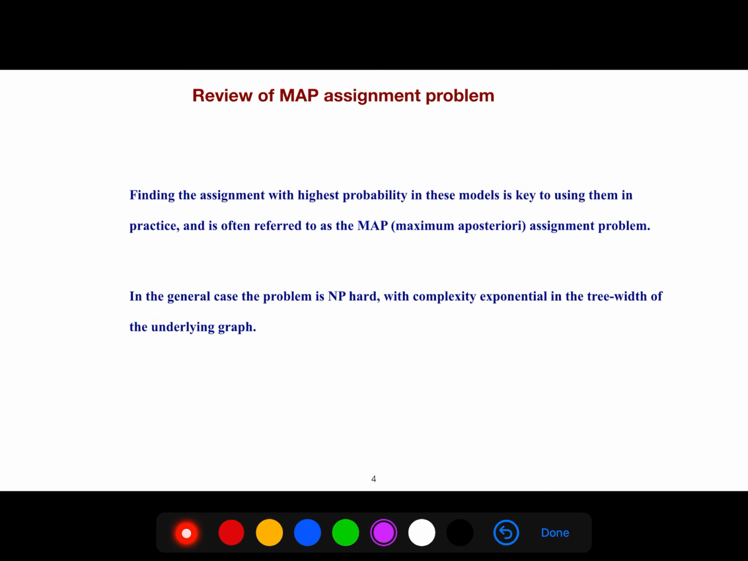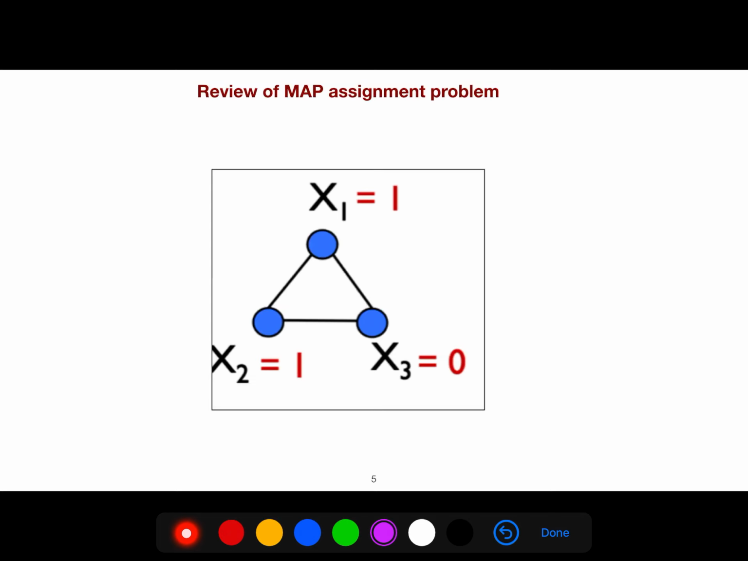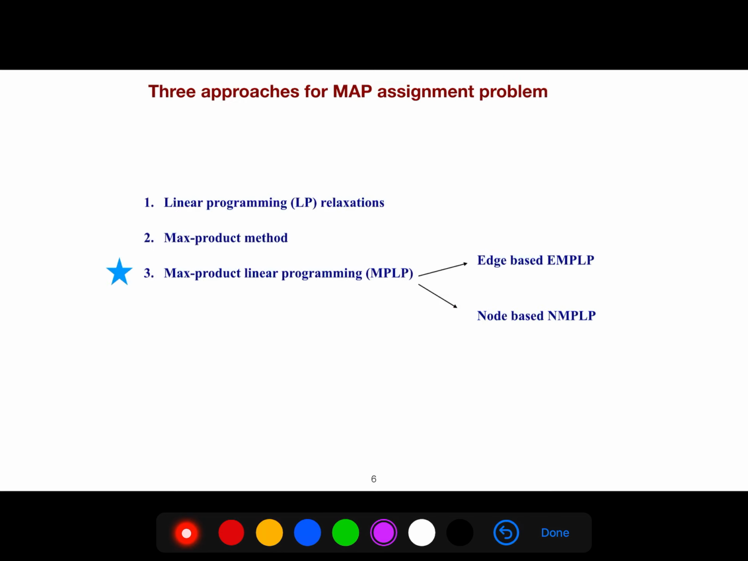In general, it is NP hard with complexity exponential in the tree width of the underlying graph. And this is an example for MAP assignment. For example, you have three variables. Each variable could be either 1 or 0. And if I change it to, for example, this configuration, this is another assignment, another configuration. It has another probability.